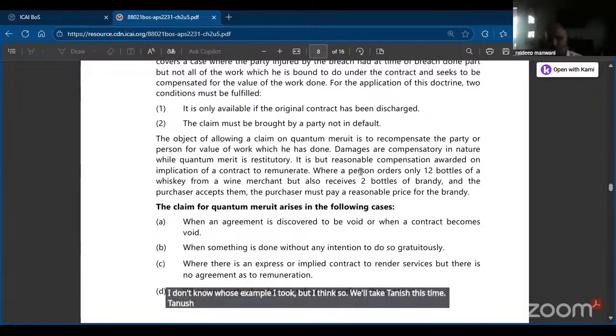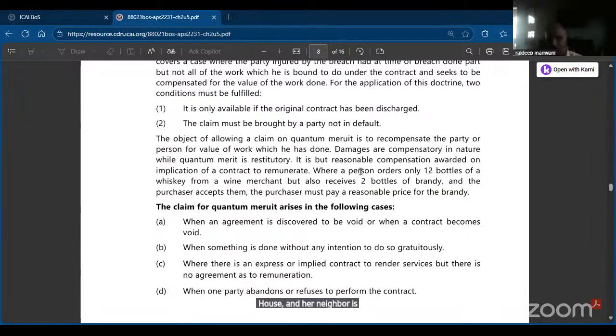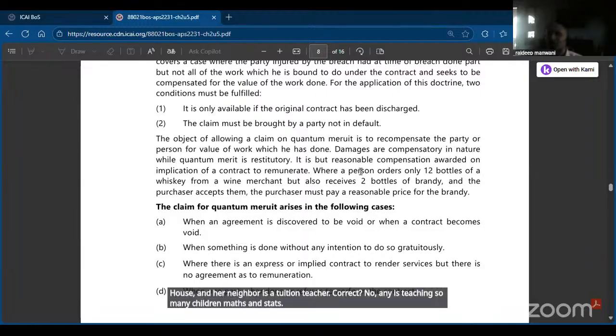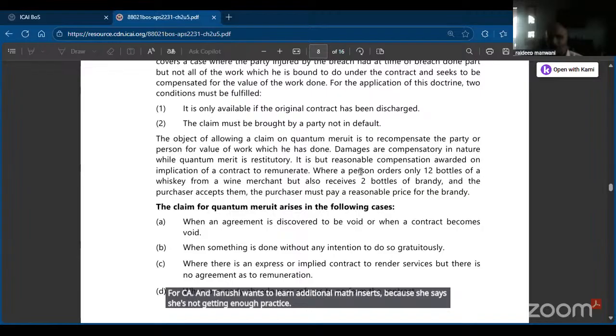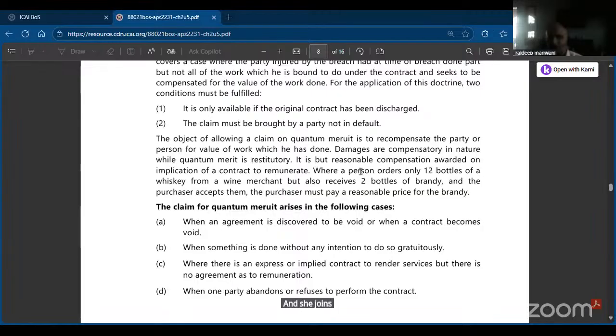Tanushri goes to her neighbor's house, and her neighbor is a tuition teacher. He's teaching so many children maths and stats for CA. Tanushri wants to learn additional maths and stats because she says she's not getting enough practice. She joins there. Her tuition teacher does not tell anything about the fees. But she goes for 2 months.